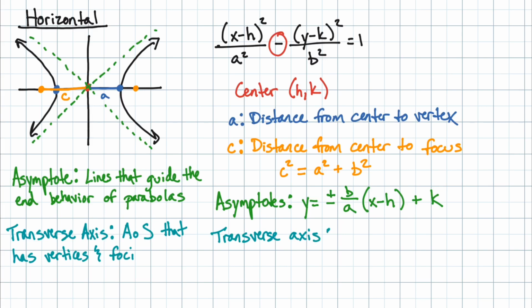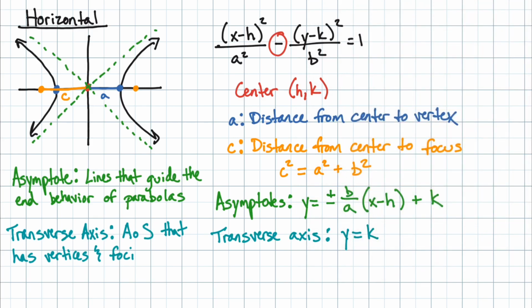So here's my hint for you. If this is a horizontal hyperbola, then it has a horizontal transverse axis. If it's a horizontal line, it's definitely a y equals. So this is going to be a y equals k.